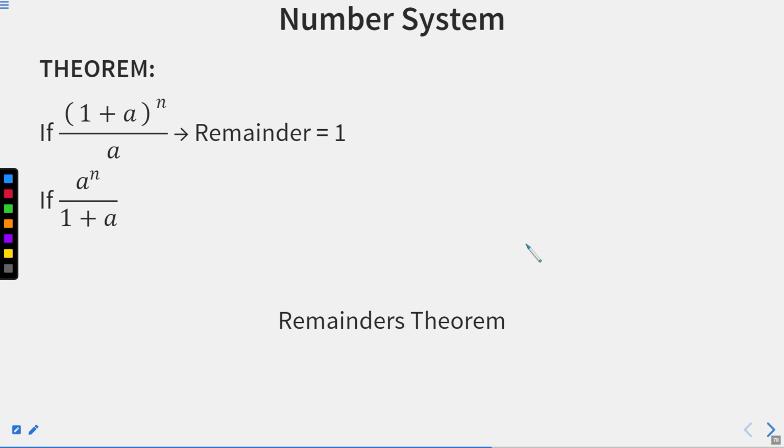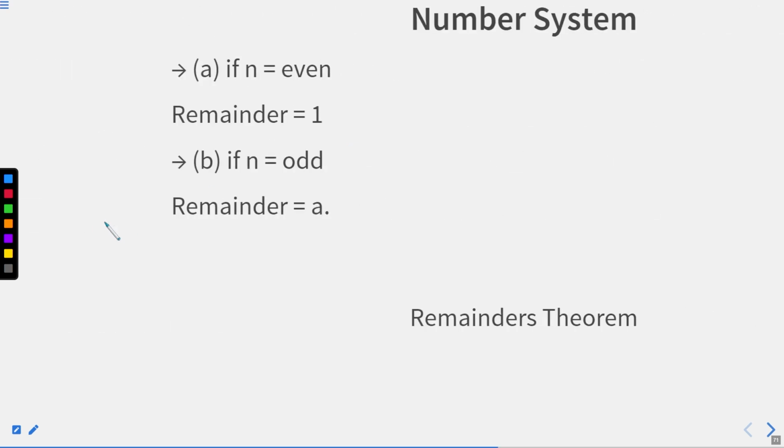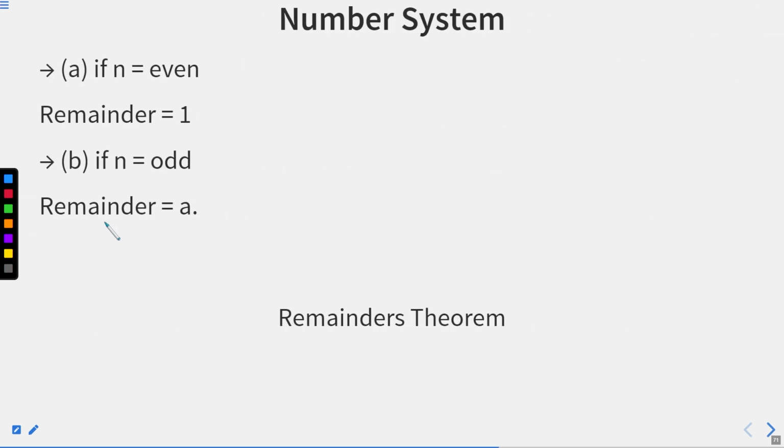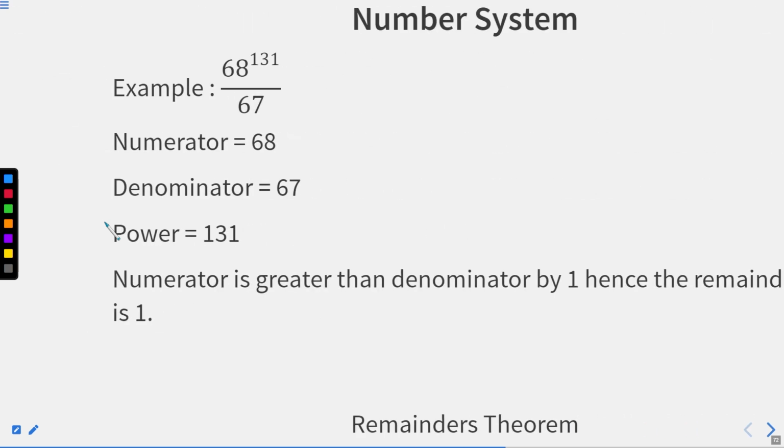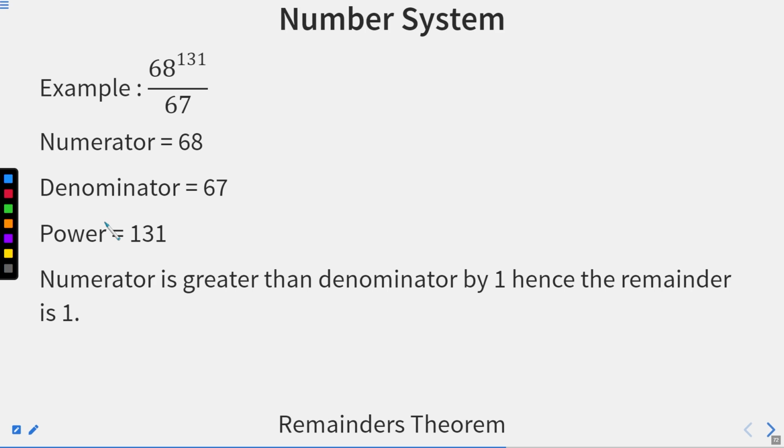Next, we have (a plus 1) to the power n upon a. If (a plus 1) to the power n is divided by a, then if n is even, the remainder is going to be 1. If n is odd, the remainder is going to be a. Let us see an example.